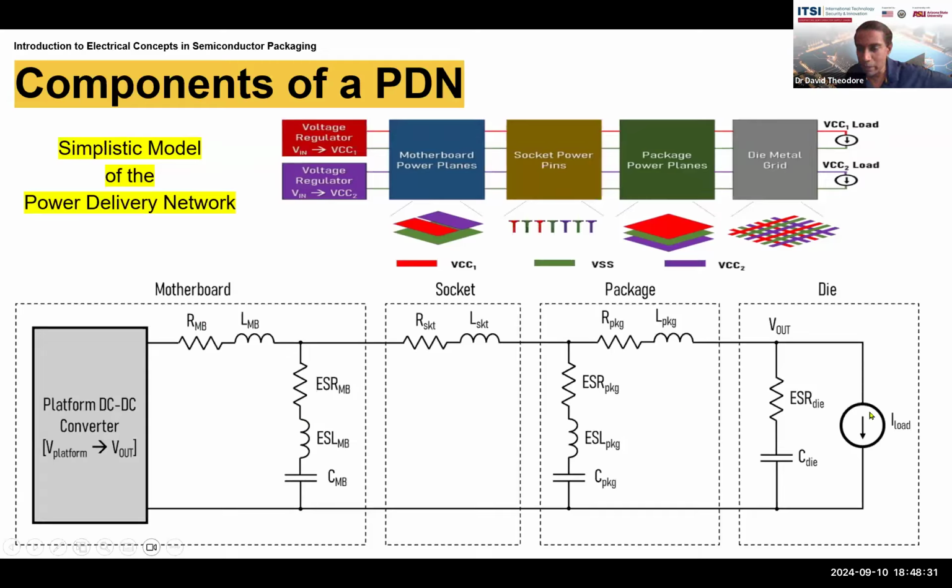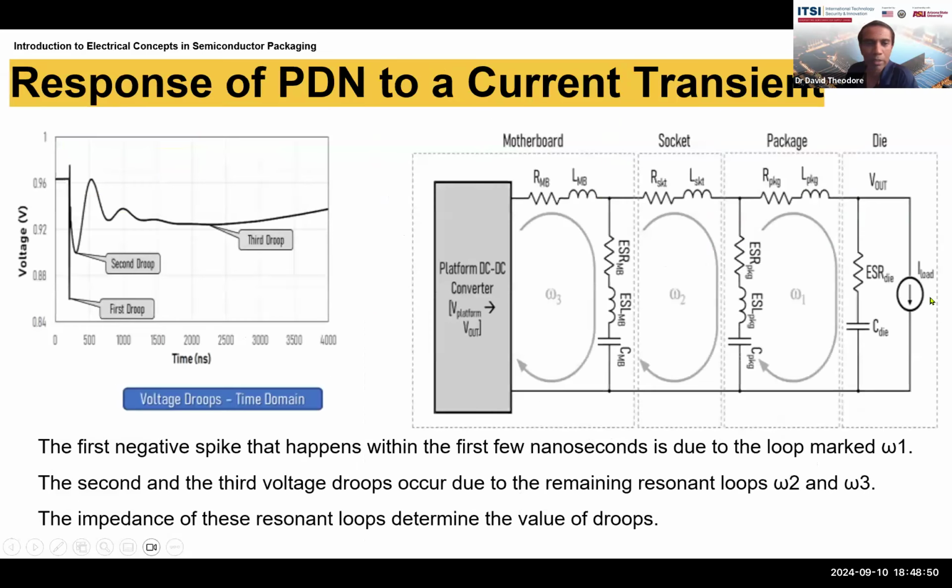So the die is basically modeled as this, the Vout with a shunt or parallel resistor of the die, effective equivalent series resistance of the die, and a capacitance of the die. And over here you have the load, which is basically the logic parts of the die and so on. So the response of the PDN, power delivery network, to a current transient, we've already seen this: the voltage as a function of time, voltage droops.